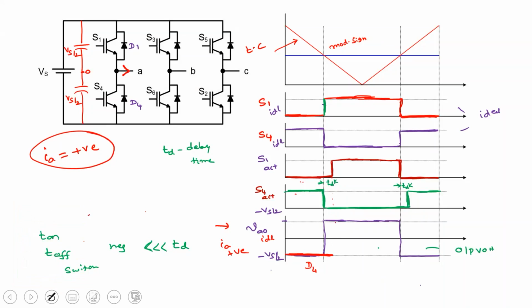Once this delay time is over, during this period this is on and this is off. Now what is the voltage? Positive Vs by 2. That means this is Vs by 2. Here D4 is conducting. So which device is in conduction? S1, right?